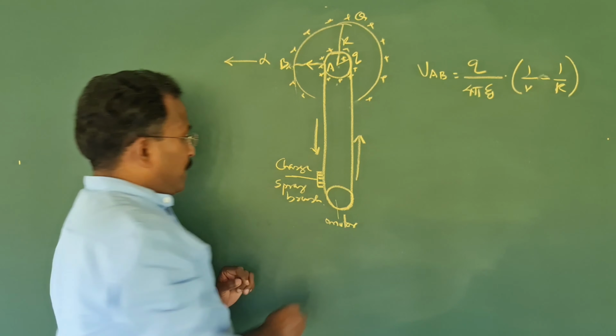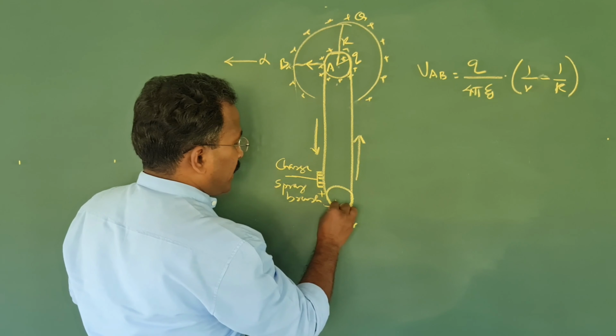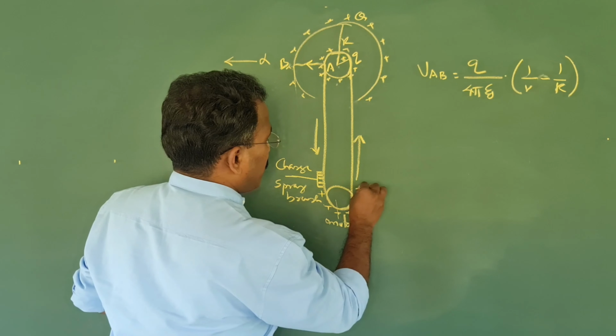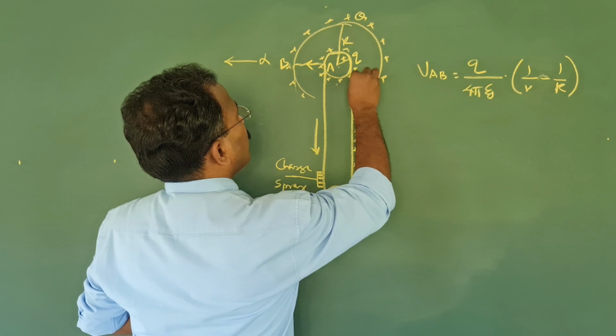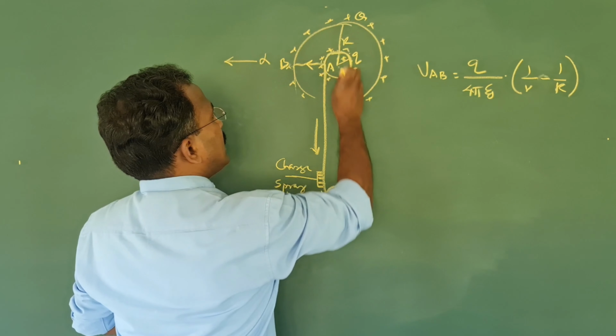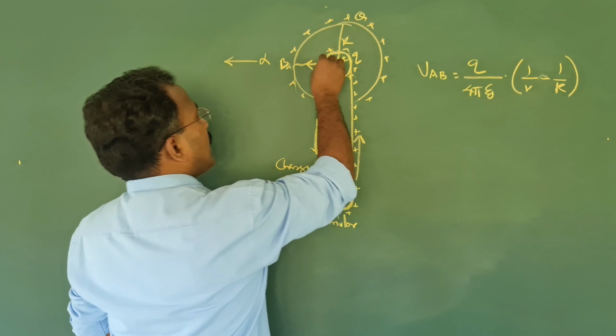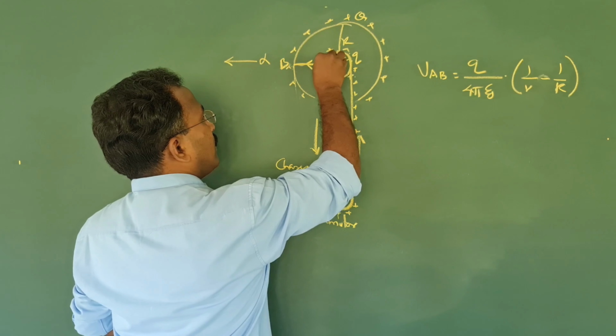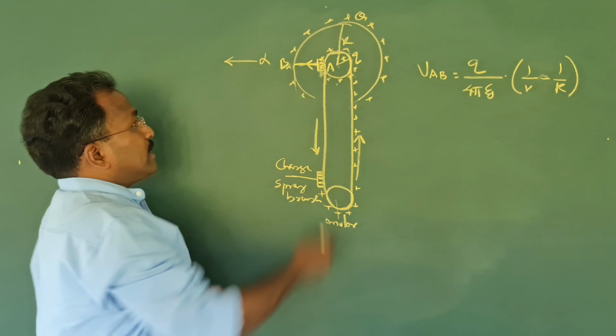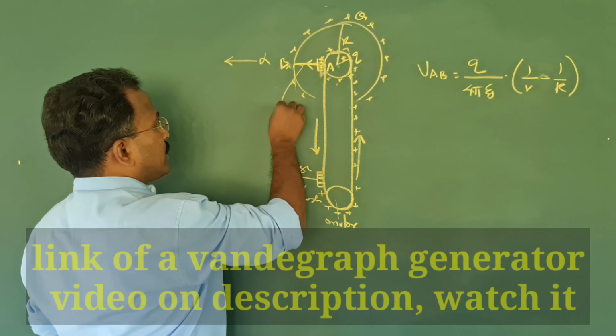So just imagine what happens. Positive charge is sprayed to this. So charge will be moving like this. Like this it goes on moving, and when it reaches here, the charge will flow out. For that he kept another brush here. Okay, a charge transferring brush.